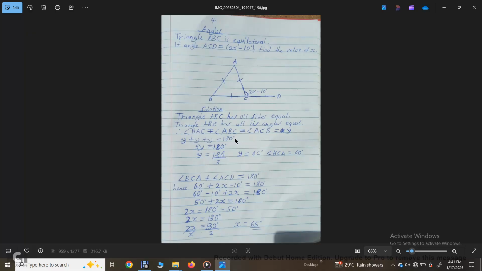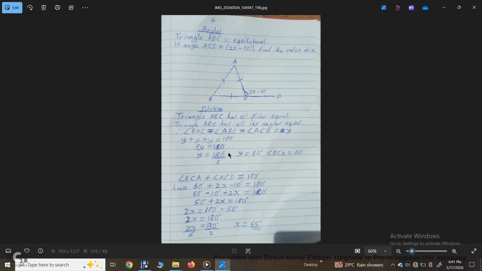I hope you get what I'm saying. All its three angles are the same, so they all have the same value. So therefore, y plus y plus y is equal to 180 degrees.